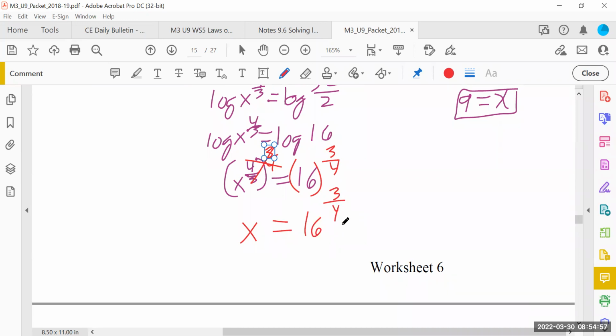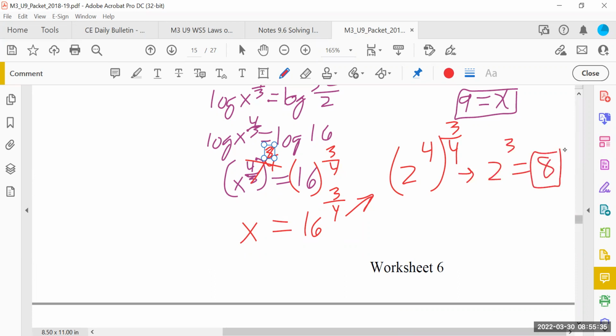Okay, so I want to show you another way to do it as well. Instead of doing the 4th root of 16, you could also write 16 as something to a power. How can I write 16 as 2 to a power? How many 2's does it take to make 16? 4. So I could write this as 2 to the 4th power to the 3/4 power, so that I would just have to multiply those exponents. I could do 4 times 3, get 12, divide by 4, and just get 3. This ends up being 2 to the 3rd power, or 8 would be my final answer.